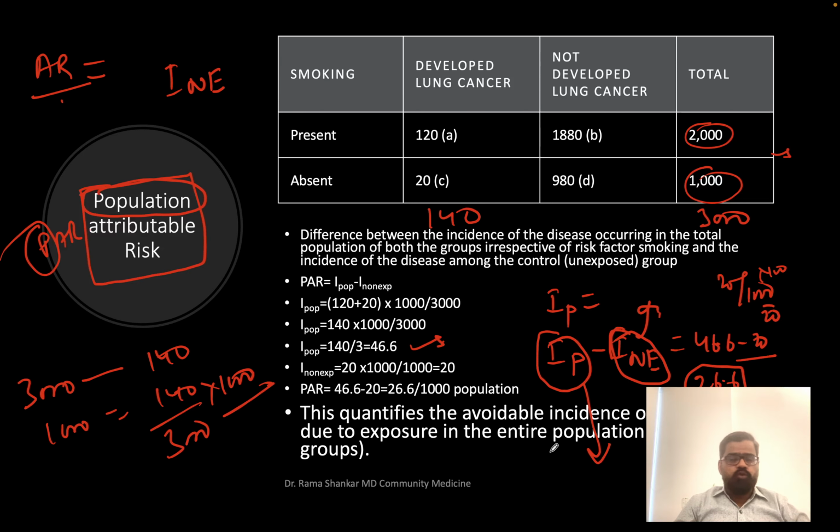So in a simple way, if you remove smoking in the entire population, what will happen? You will reduce the population attributable risk, you will reduce the lung cancer by 26.6%. So it is a better indicator than attributable risk, because in attributable risk you are getting information about the exposed group population, but in population attributable risk, you are getting information for the entire population. So you can reduce the disease incidence in the entire population if you remove the risk factor. So this is the difference between attributable risk and population attributable risk.